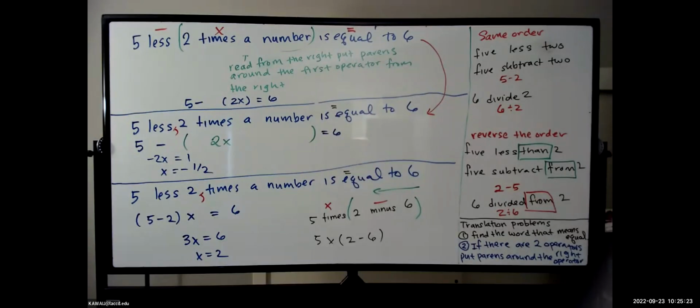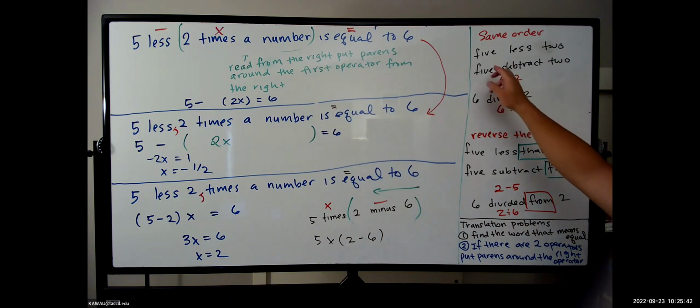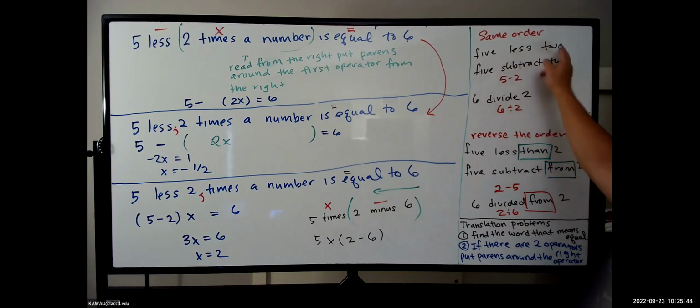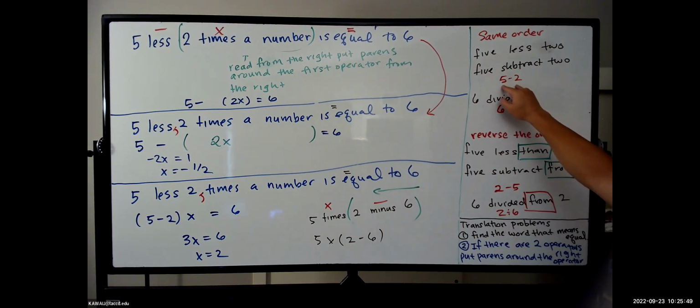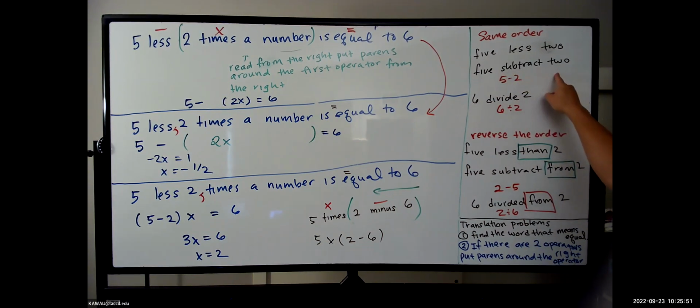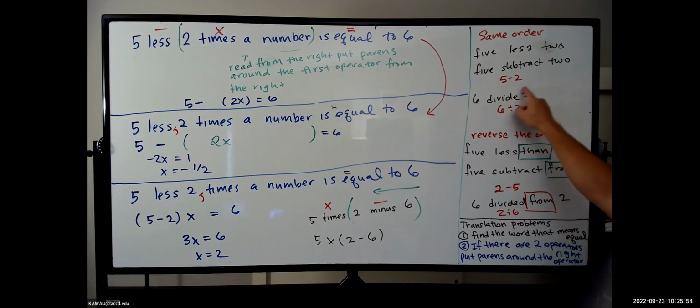So let's do a quick summary for those people who are watching this video. Okay, so we're doing translation problems. With translation problems, there's two issues. One is that normally when you have something that says 5 less than 2, 5 less 2, 5 subtract 2, you keep the numbers in the same order in which they're written. 5 minus 2, 6 divided by 2, 6 divide 2.